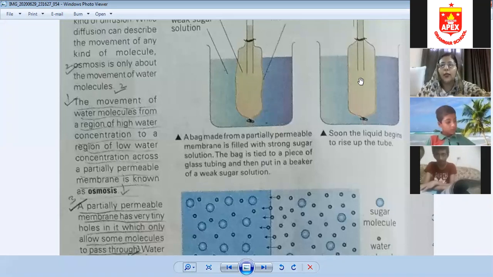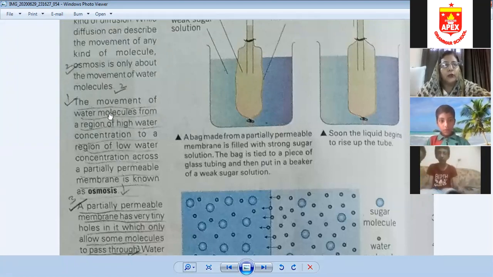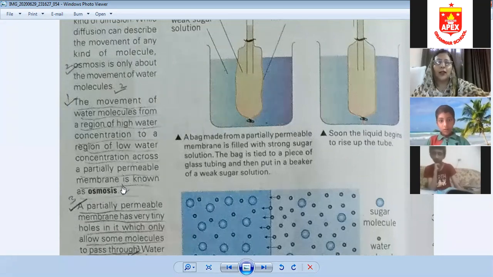Keep in your mind that the definition of osmosis is that it is the movement of water molecules, first of all. Secondly, from higher concentration to lower concentration. And number three, across a partially permeable membrane. You can also see its definition here. This is very important and you have to understand it. The movement of water molecules from a region of high water concentration to a region of low water concentration across a partially permeable membrane is known as osmosis. I hope you understand it.